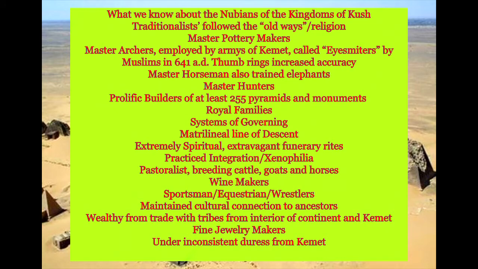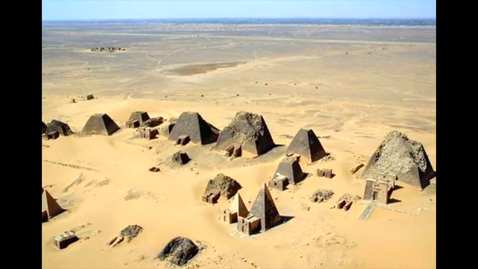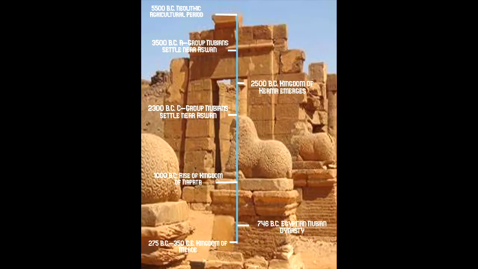So, some of the things that we know about Nubians: they were master pottery makers, they were master horsemen and hunters, they had royal families, they did have systems of governments, they believed in a matrilineal line of descent, they were winemakers and sold wine to the Egyptians. One of the main points of interest is they became wealthy because of trade with the interior of Africa, and they were at the intersection of what the people of Kemet needed and what the people of the interior of Africa needed. So the kingdoms of Nubia and Kush lasted over 3,500 years.